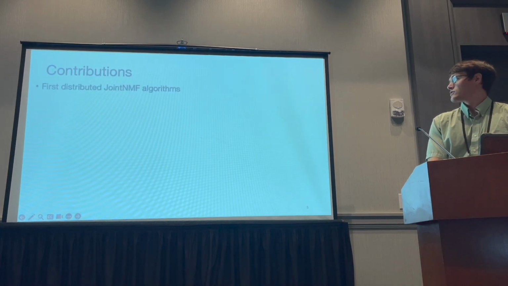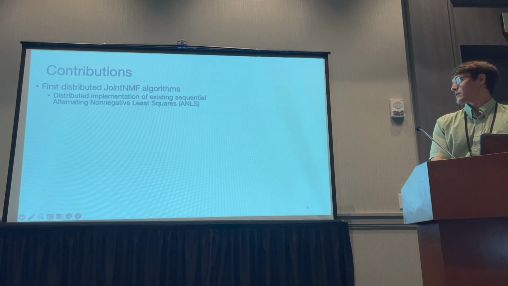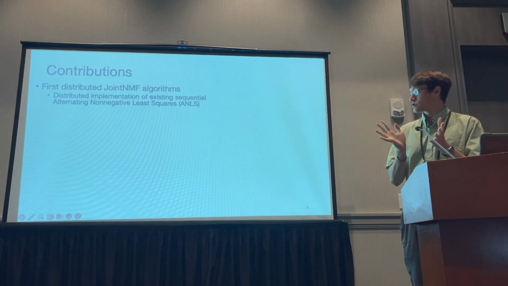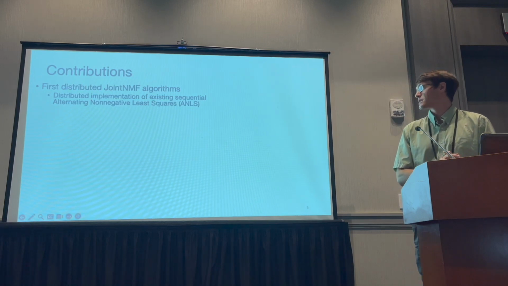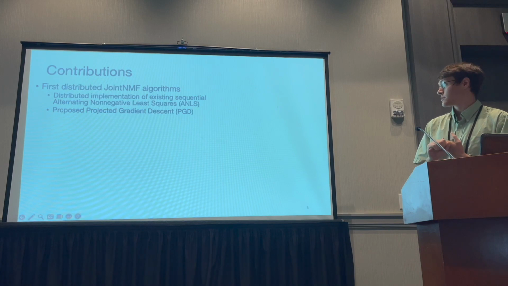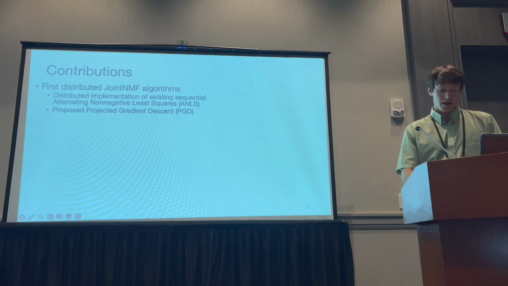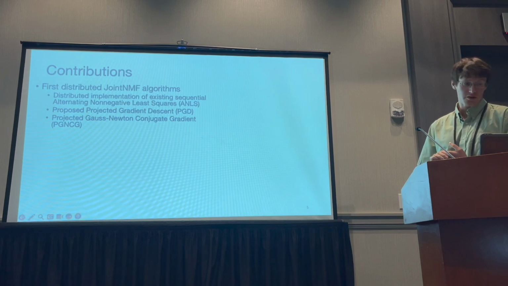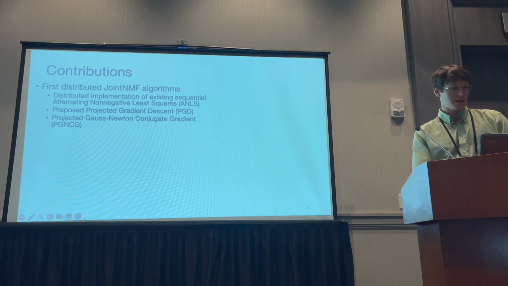So first, a set of distributed algorithms. We have three different algorithms. The first is a distributed implementation of an existing sequential alternating nonnegative least squares based algorithm. The second is a proposed distributed algorithm based upon projected gradient descent, and the third is an algorithm based upon projected Gauss-Newton gradient.